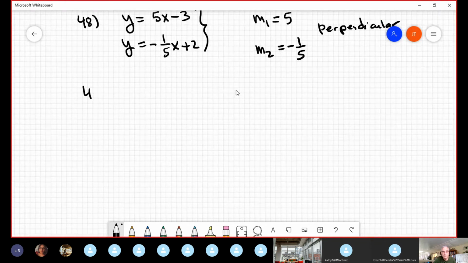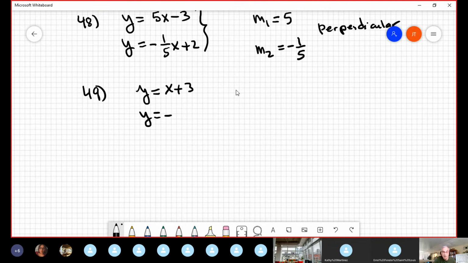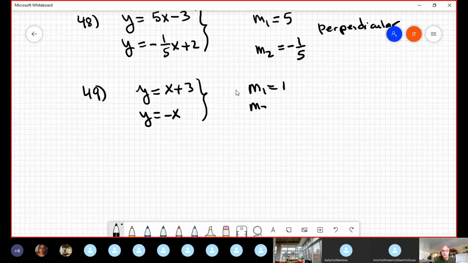49. It is y equals x plus 3 and y equals minus x minus 6. Wow, weird. What do you think? Perpendicular. Very well. Because slope 1 is positive 1 and slope 2 is negative 1, and negative 1 is the reciprocal. It's a coincidence, but opposite sign. Again, perpendicular. Very, very well.